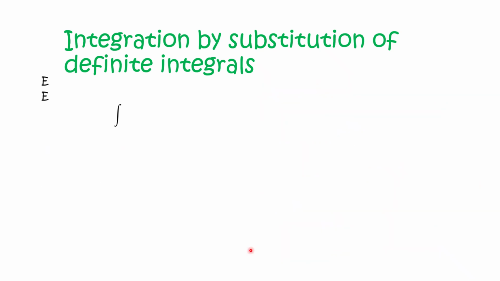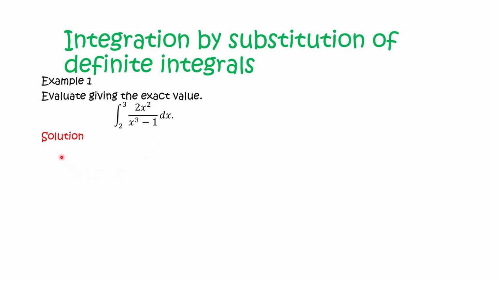Now let's take a look at an example. Example 1, evaluate giving the exact value of the integral from 2 to 3 of 2x squared divided by x cubed minus 1 dx. The solution.